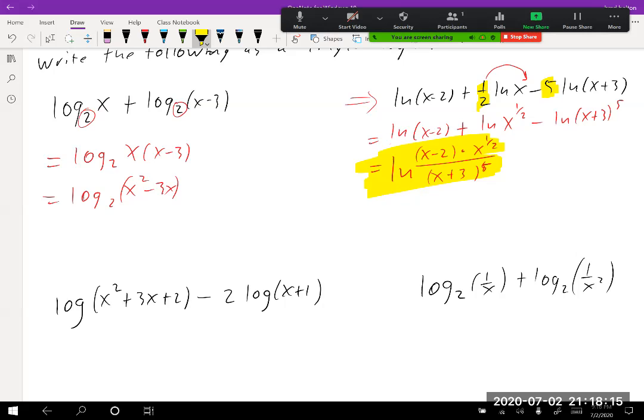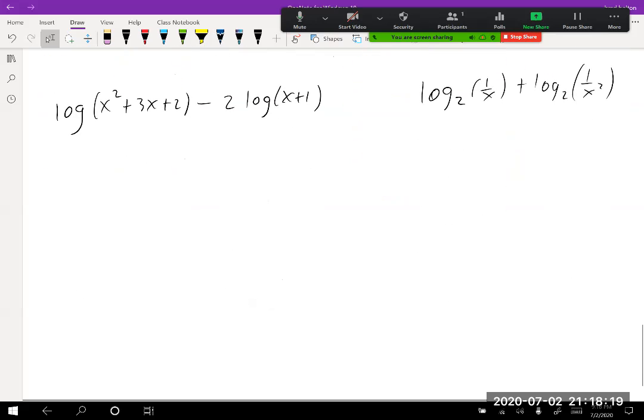Okay. So now let's take a look at this one. Okay, so this one's kind of a cool one. Log of x squared plus 3x plus 2. Now I should write this here. I'll just show you guys. This is log of (x plus 1) squared. So I put it back, right? Over, and then this will become (x plus 1) quantity squared.